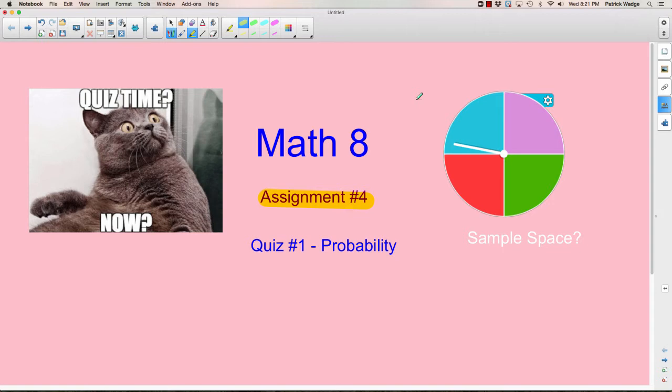Okay, so it's low risk here. Don't bother cheating and getting someone else's answers. You can still get 100%, and you'll actually learn it if you try it yourself.